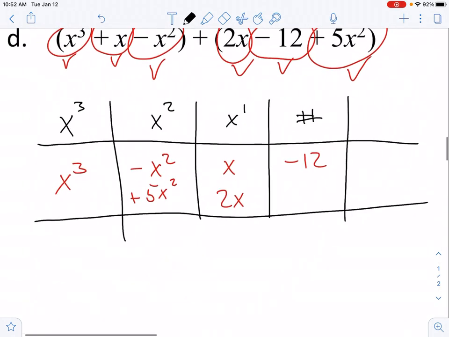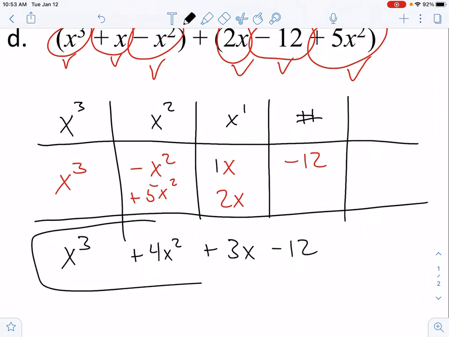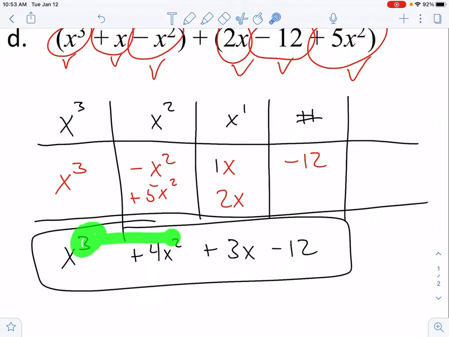And I'm going to go and just combine the ones that I have. So x to the third, a negative 1 and positive 5 is a positive 4. A positive 1 and a positive 2 mean there are 3 x's, remember, because this is 1x. And then a negative 12 doesn't combine with anybody. So here is my answer written in descending order, which means I have largest exponent down to my smallest.